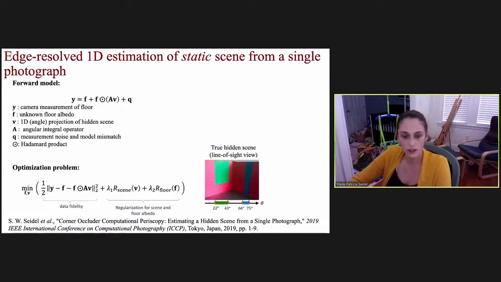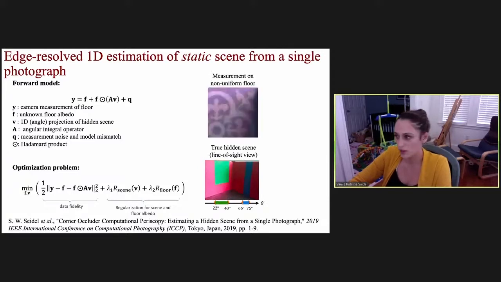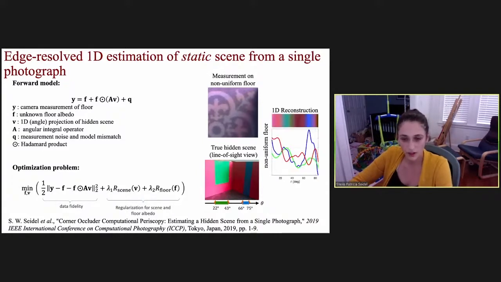Just to give you a sense of what this looks like, here's a line of sight view of the hidden scene. We take a measurement that looks like this on a very patterned, non-uniform floor, and we are able to form a reconstruction that looks like this.